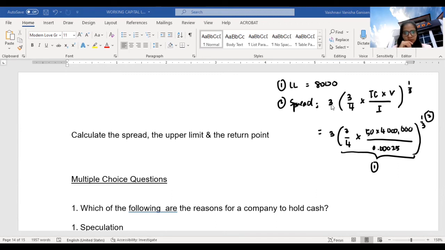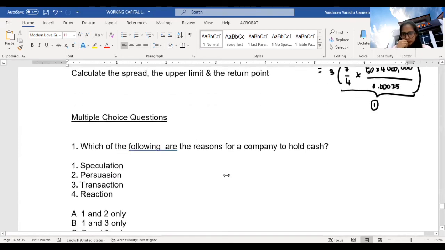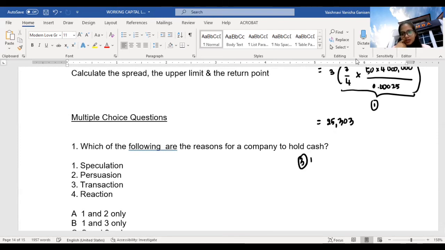All right. So spread is 25,303. Now, step number 3, to calculate the upper limit equals 25,303 plus the lower limit of 8,000, which is 33,303.